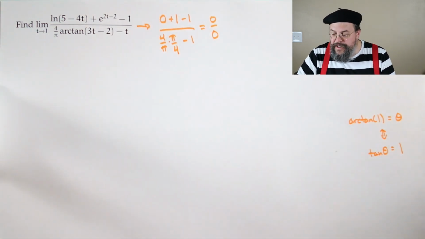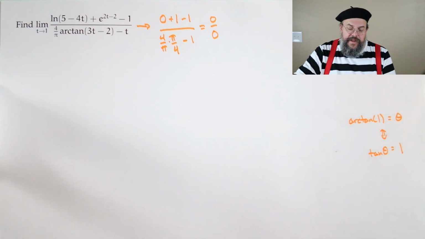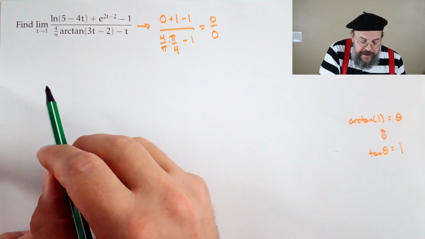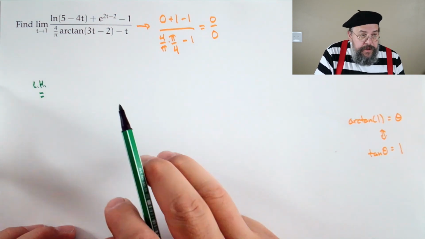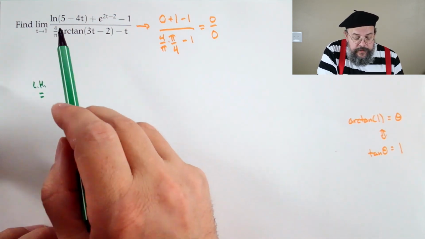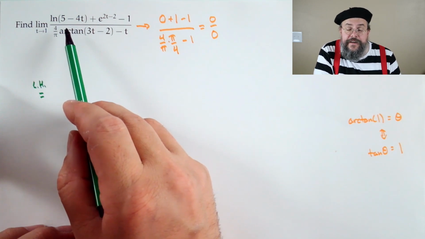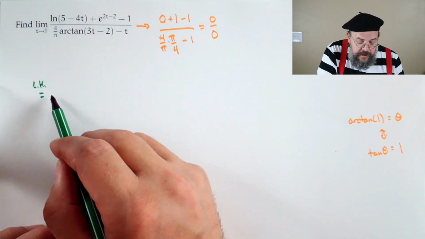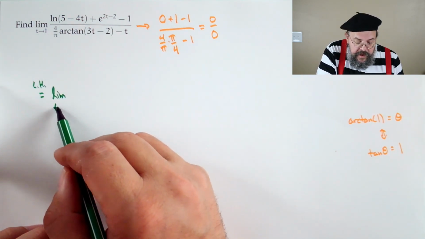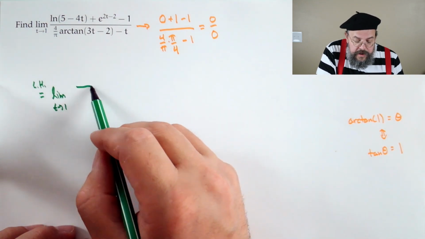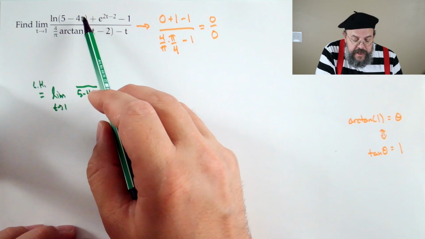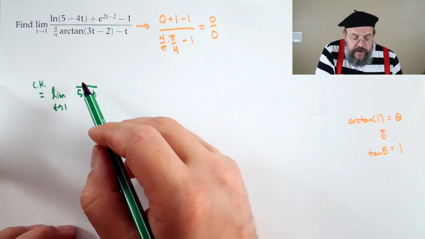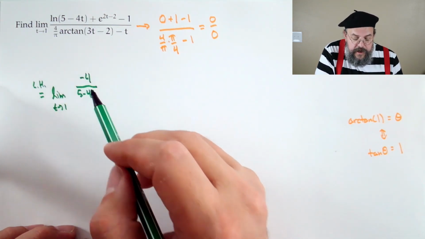We've got to apply L'Hopital. Okay, so here we go. We're going to apply L'Hopital and see what we get. So go through it term by term. Derivative of natural log of 5 minus 4t. Well, what will that be? It's going to be 1 over 5 minus 4t, and then in the numerator, we take the derivative of 5 minus 4t, which is negative 4.